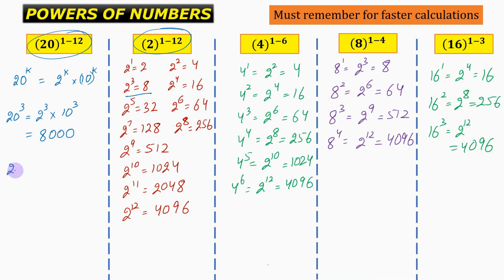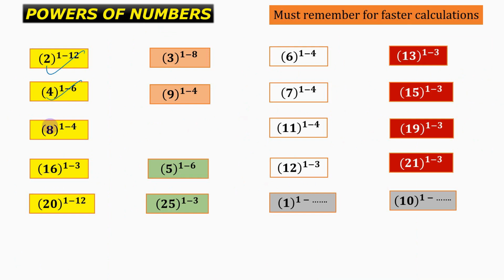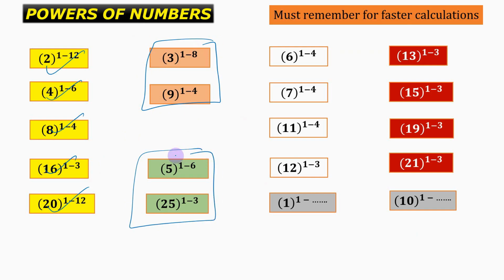Alright, and similarly let us take the example 20 to the power 7, so which is 2 to the power 7 into 10 to the power 7. Now 2 to the power 7 is equal to 128, so this is 128 followed by 7 zeros. Alright, now let us move on. Now we have covered all these and then next we will be covering powers of 3 and 9, powers of 5 and 25. Okay, so now let us get started.